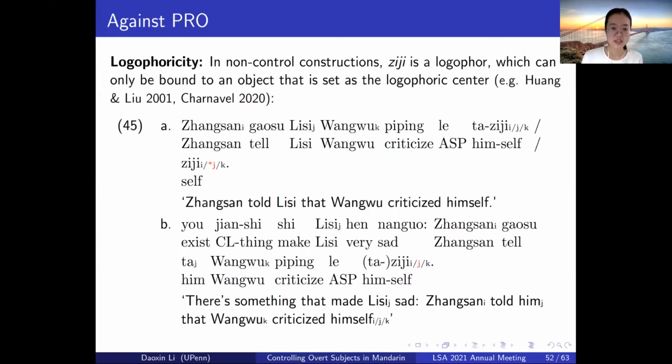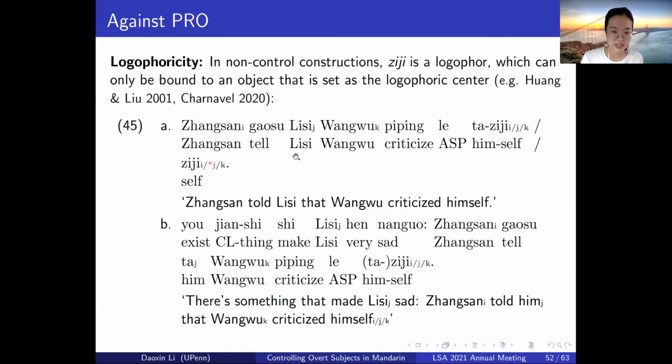logophoricity. So in non-control constructions, 自己 is a logophor, and it can only be bound to an object that is set as the logophoric center. So in A, Zhang San told Li Si that he would criticize himself. So here the reflexive can be bound by all three arguments, but the object Li Si is not a logophoric center here, so the logophor 自己 cannot be bound by the object.